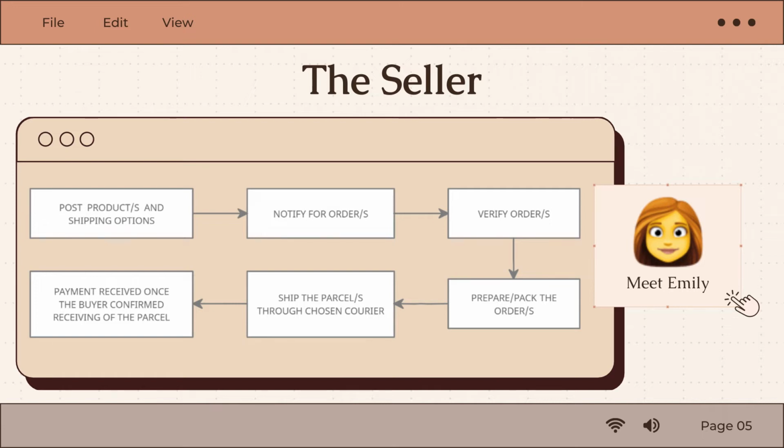Meet Emily, a registered Shopee seller. She posts her products and shipping options on the Shopee app. She is notified whenever someone orders her products. She verifies the order and packs the product with the airway bill, then drops off the parcel to the nearest Shopee Express hub. The payment would then be forwarded to her once the buyer confirms the product arrival.